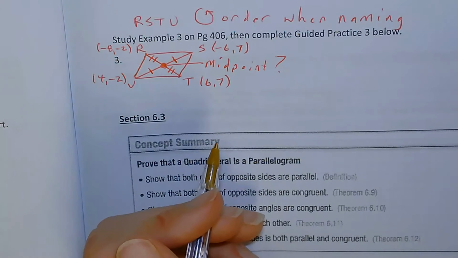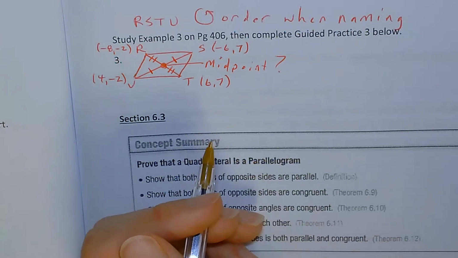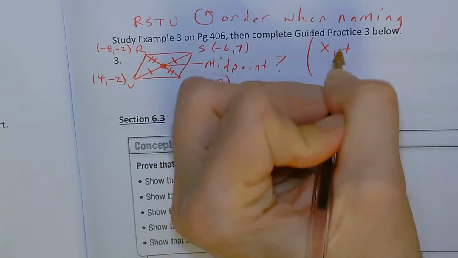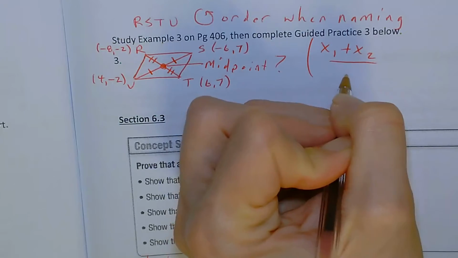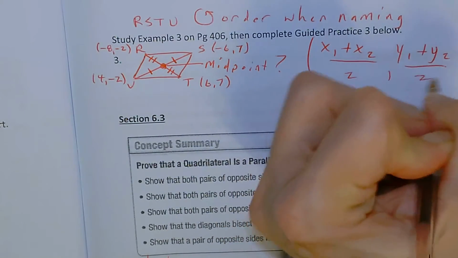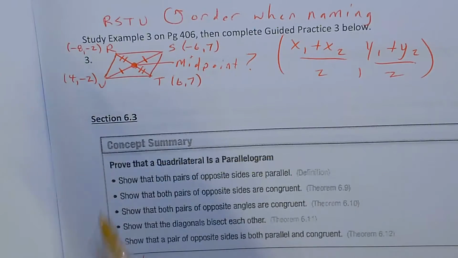Do you think it matters which diagonal we do? It does not. So I want you to pick one of the diagonals right now, and I want you to do the midpoint formula. The midpoint formula is x1 plus x2 divided by 2, comma y1 plus y2 divided by 2. So we're going to do the midpoint formula.